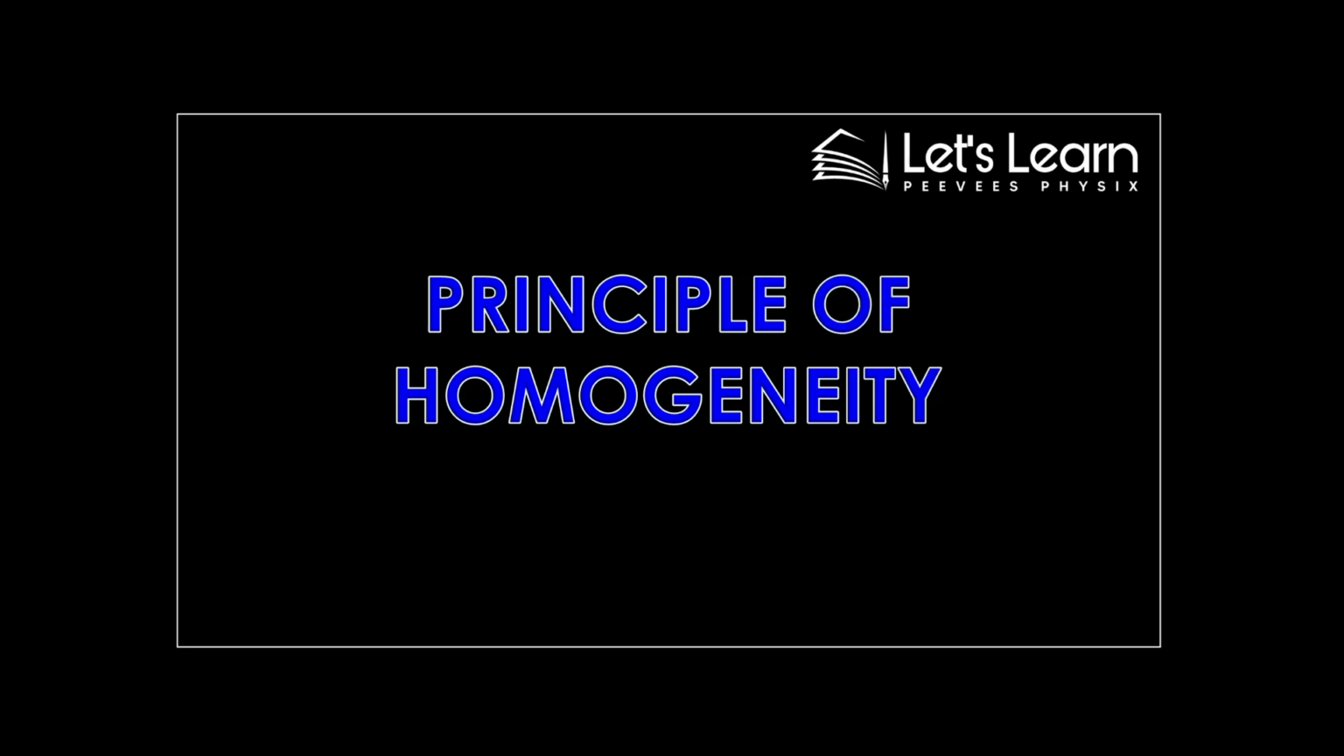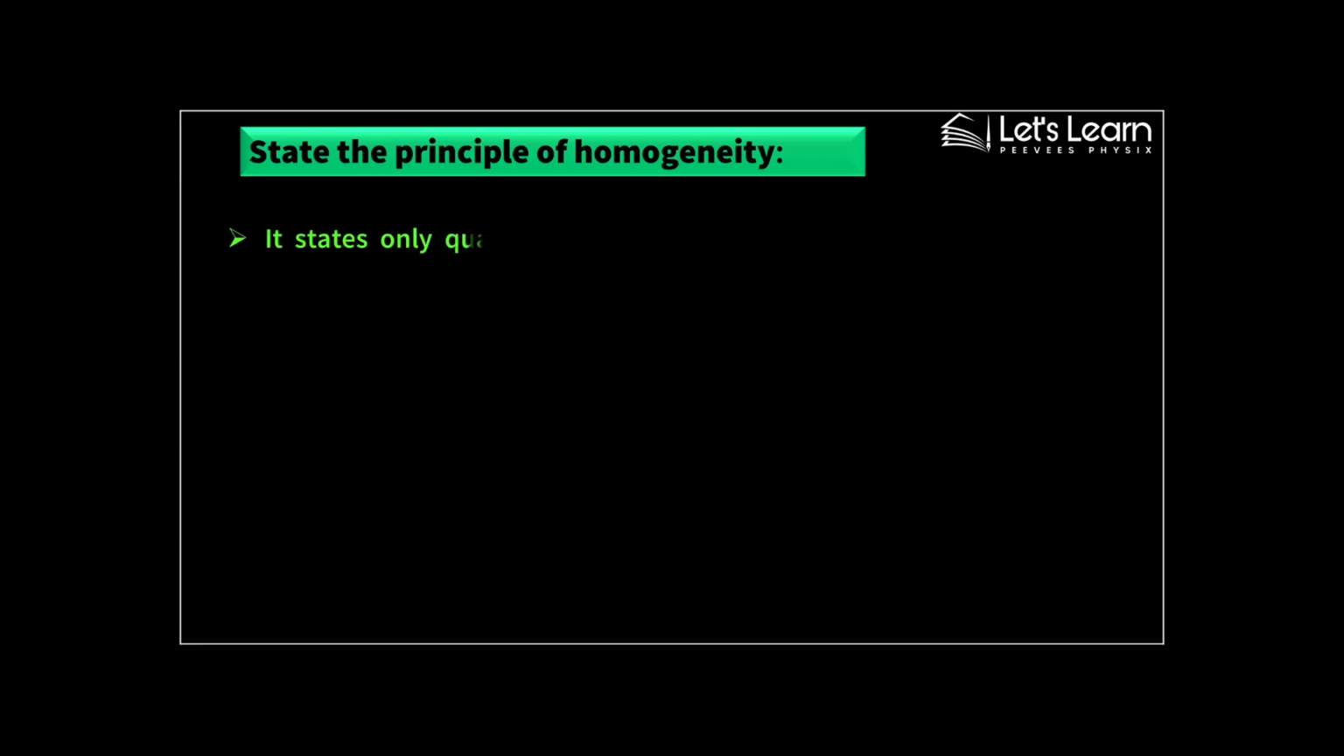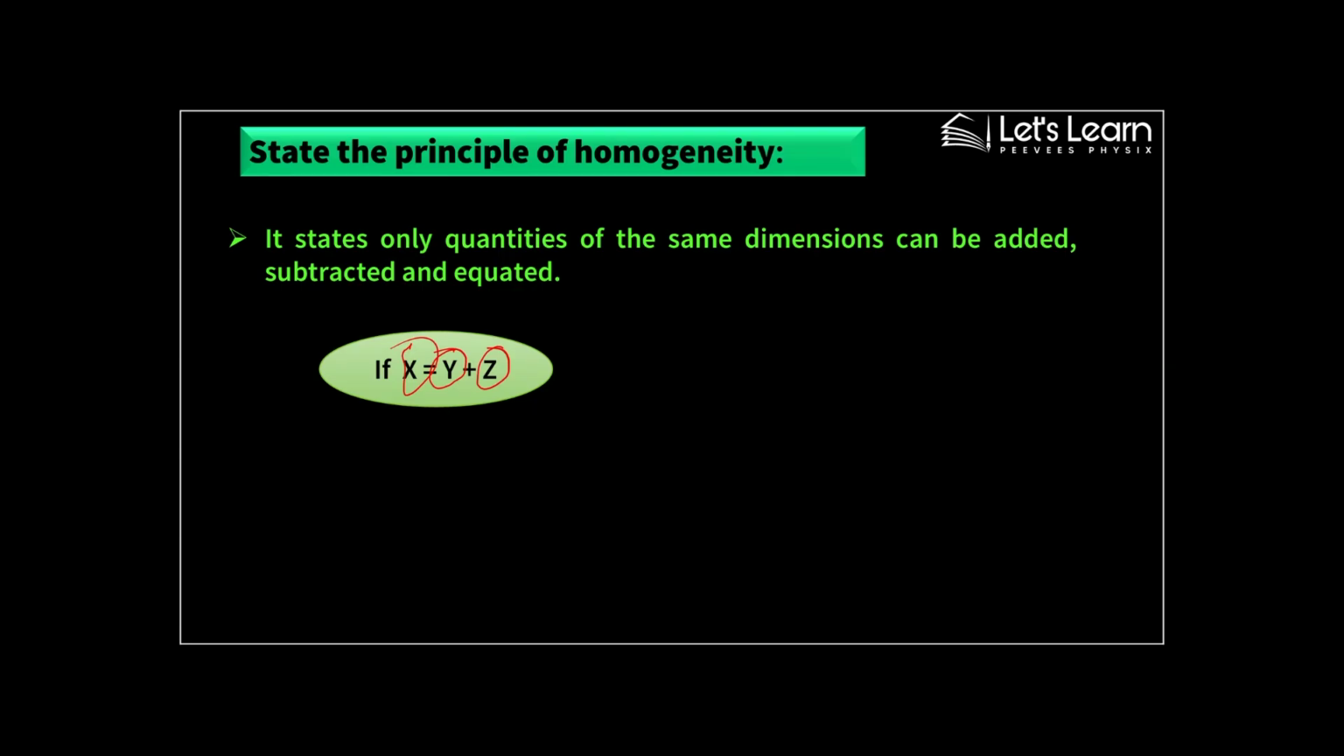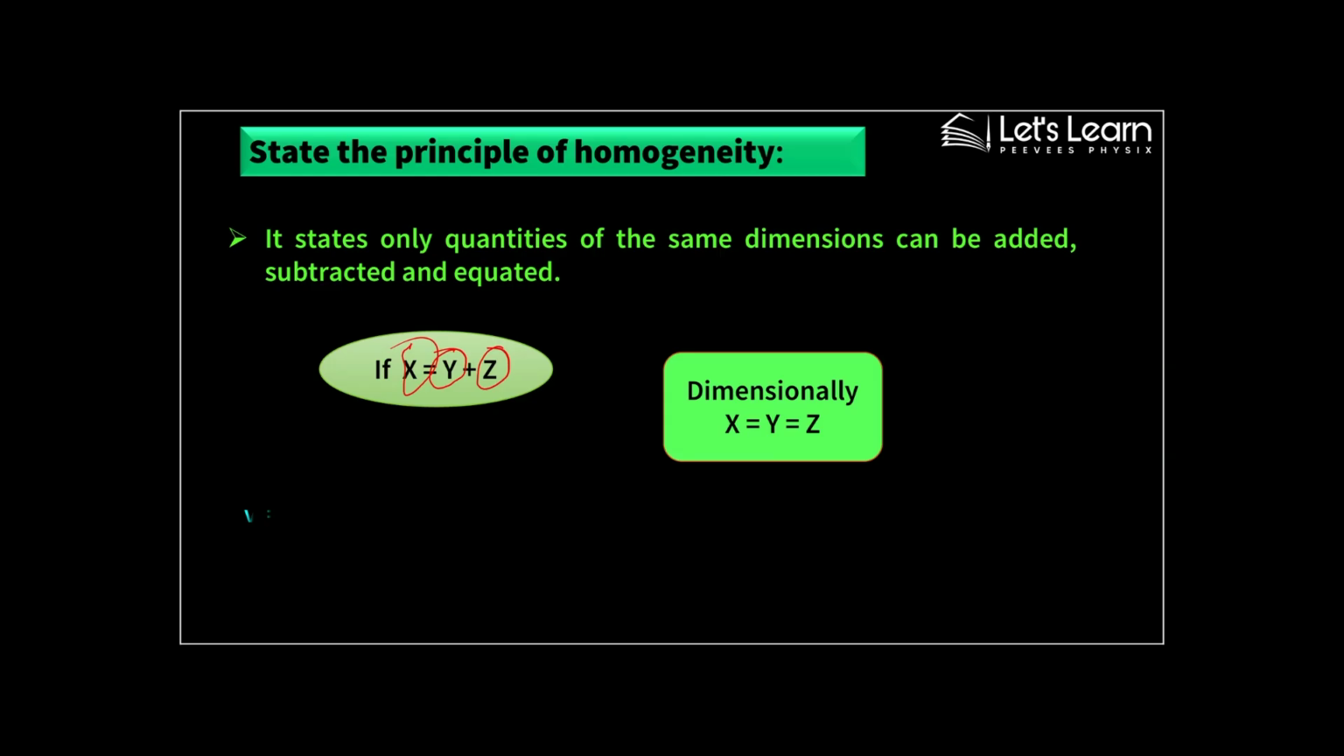Let's move on to the principle of homogeneity. What does the principle of homogeneity mean? It states that only physical quantities of the same dimensions can be added or subtracted, which means if you add y with another physical quantity z to get x, then the dimensions of x, y and z should be the same. Another example, look at this. You are adding u with at to get v. This means the dimension of v, the dimension of u, and the dimension of a times t together should be the same.